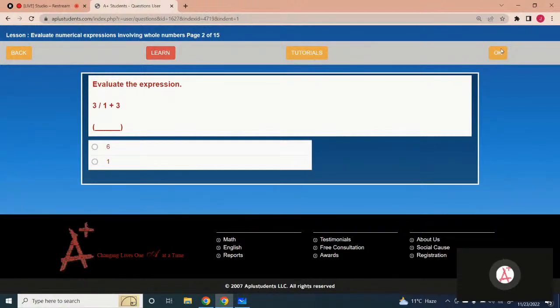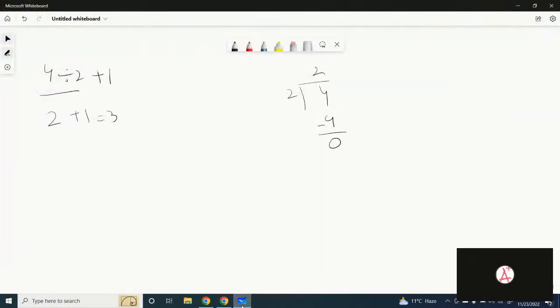Okay, the next one is 3 divided by 1 plus 3. So 3 divided by 1 is, divide 3 by 1. 1 times what number makes 3? 1 times 3 makes 3. Got it? So it would be 3 and then 3 plus 3 equals 6. Got it?